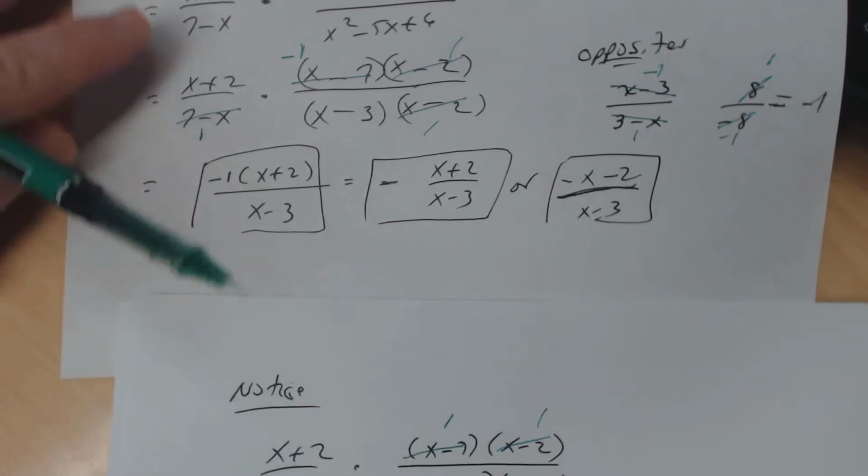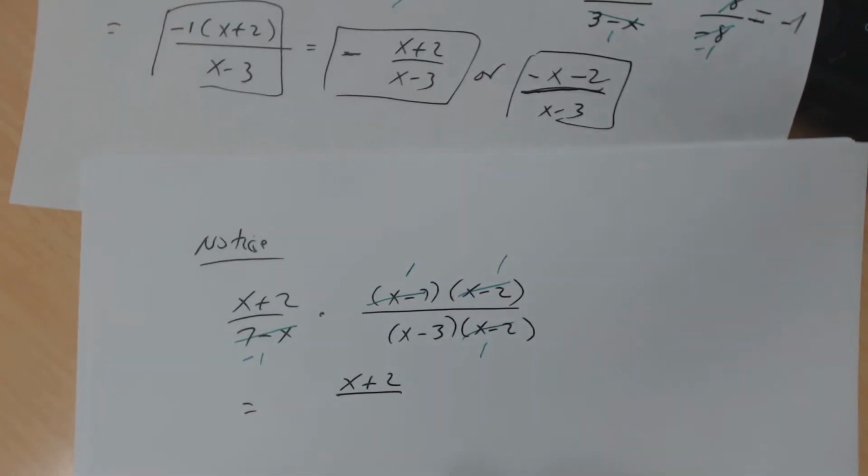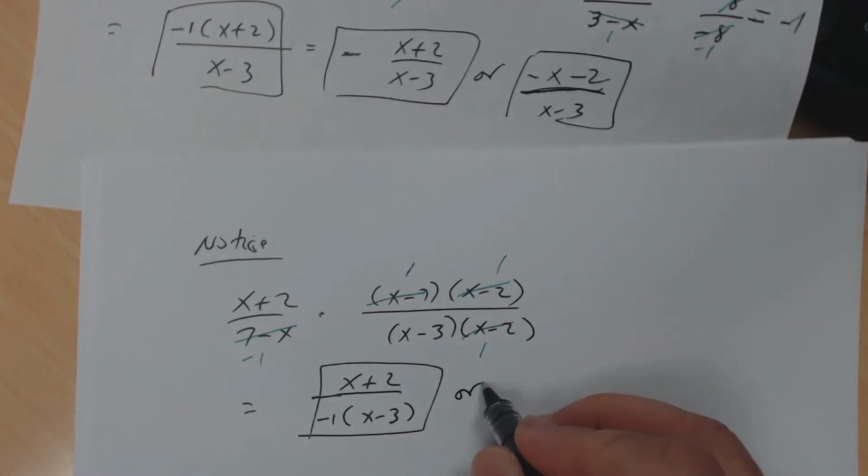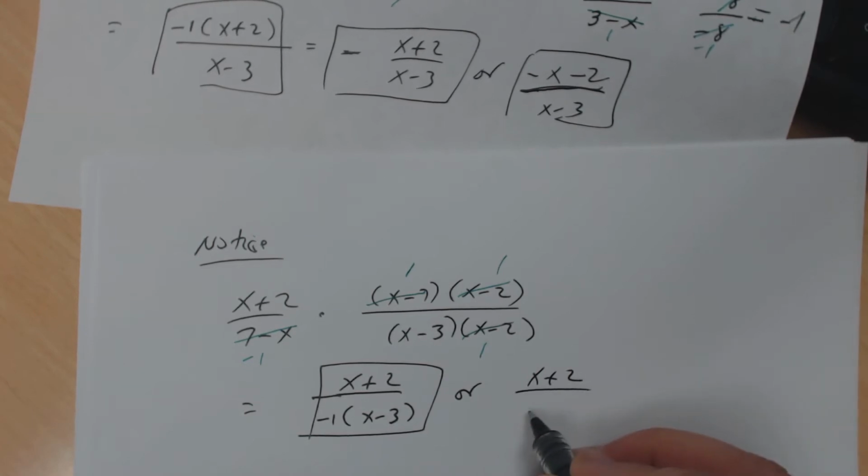In the denominator, you would have negative 1 times 1, which is negative 1, times x minus 3. So that would be an answer. You could have distributed if you wanted to, no big deal: x plus 2 divided by negative x, and then negative 1 times a negative 3 is a positive 3.